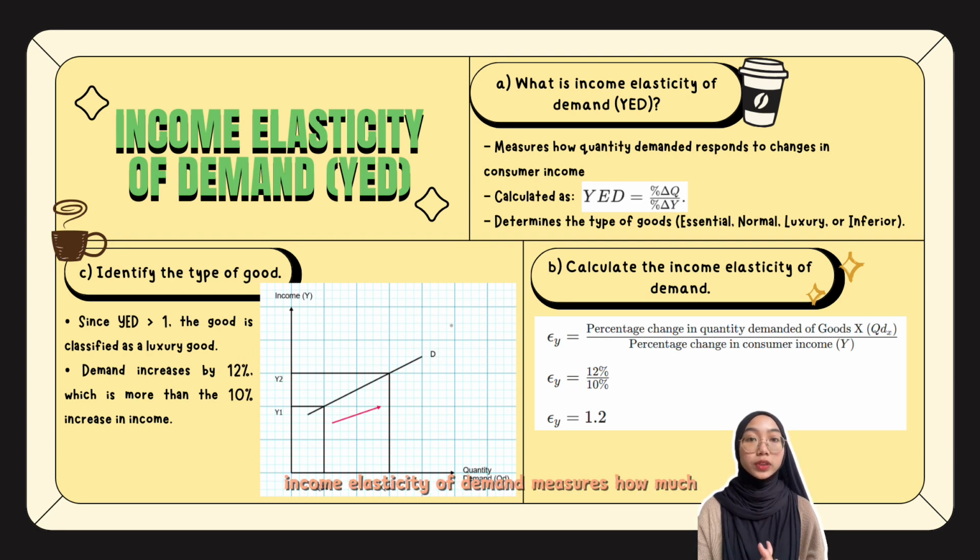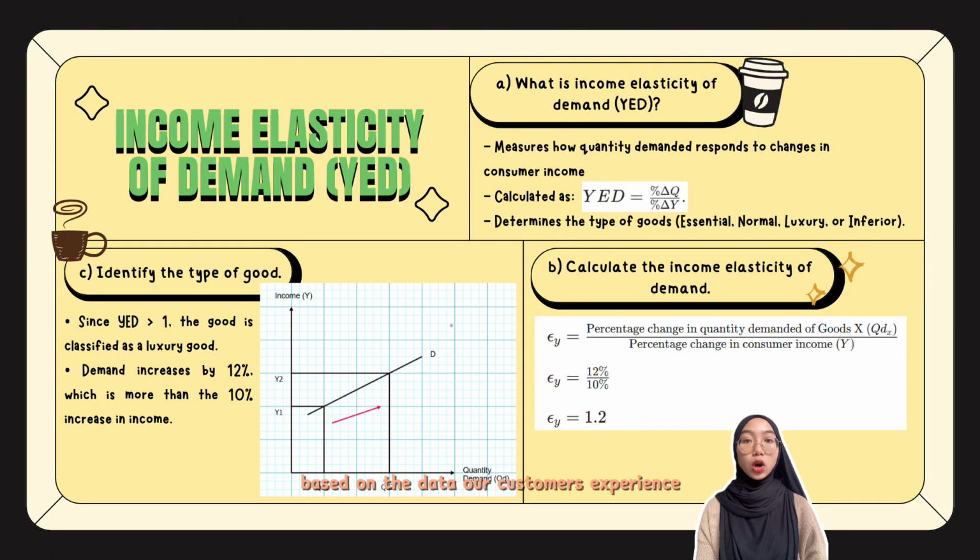Income elasticity of demand measures how much the quantity demanded of a good responds to a change in consumer income. It is calculated as the ratio of the percentage change in quantity demanded to the percentage change in income. The main purpose of YED is to identify the type of good, whether it is normal, luxury, essential, or inferior good, based on how demand changes when income changes.